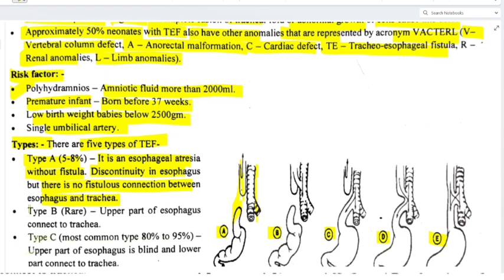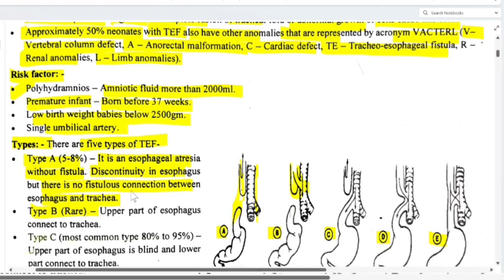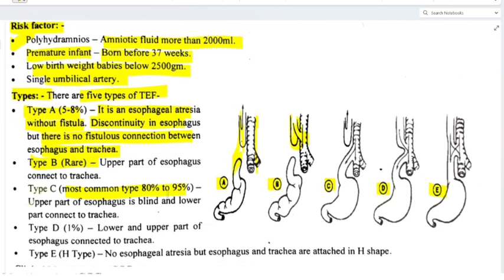Type B is rare. The upper part of the esophagus connects to the trachea. See in the picture as well, the upper portion is connected to the trachea abnormally. Now type C is the most common type, 80 to 95%. Here the lower part of the esophagus is attached to the trachea, and the upper part is blind. Now type D is 1%. Both the lower and upper parts of the esophagus are connected to the trachea. See in the picture that both upper and lower are connected to the trachea.